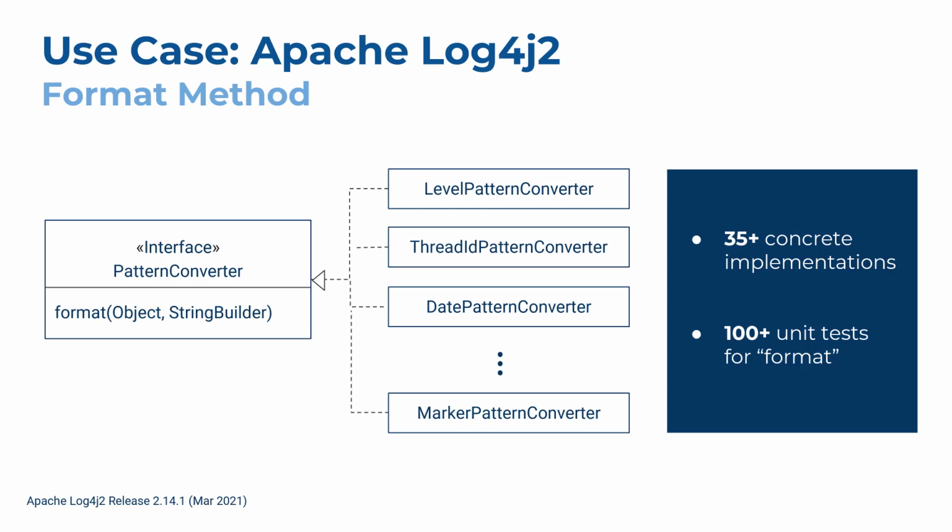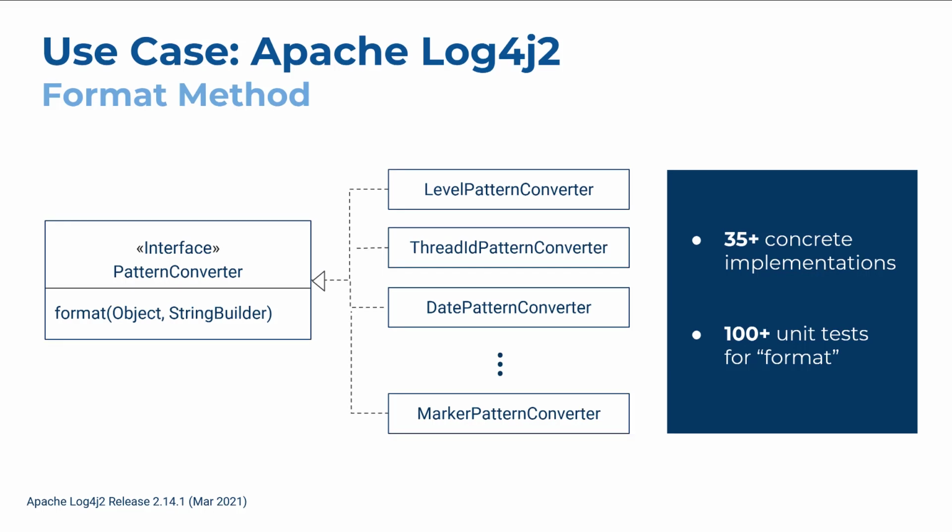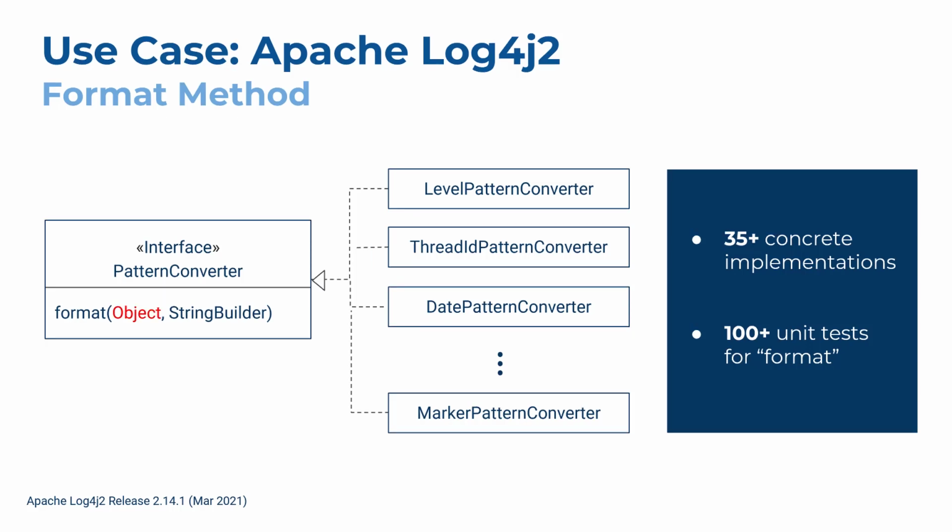To show DScribe in action, we use Apache log4j2 as our use case. Log4j2 has a pattern converter interface that defines a format method. The format method transforms and appends information from an inputted object to an inputted string builder. Log4j2 has over 100 unit tests with format as the focal method, each of which follows a very similar pattern.